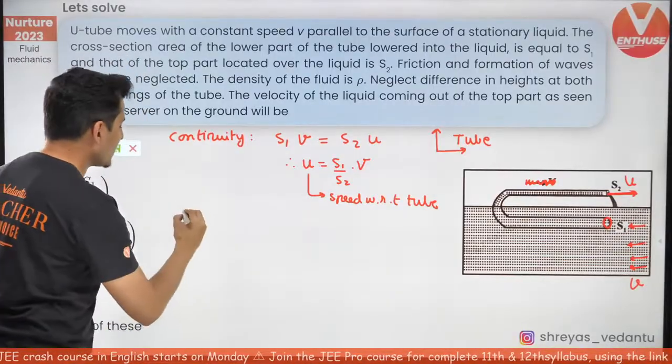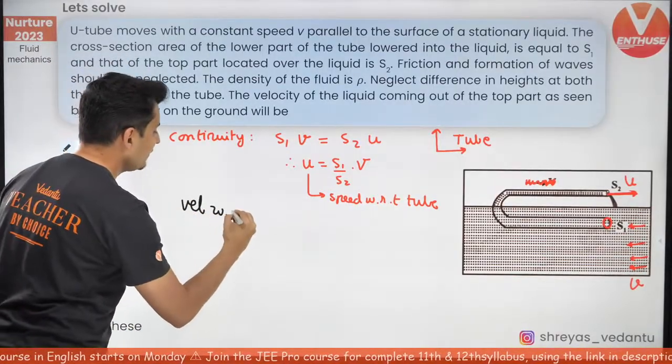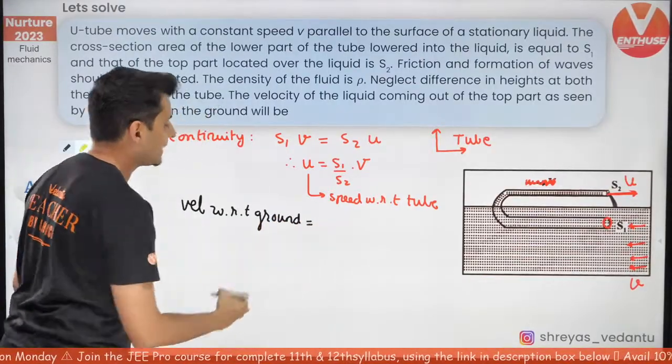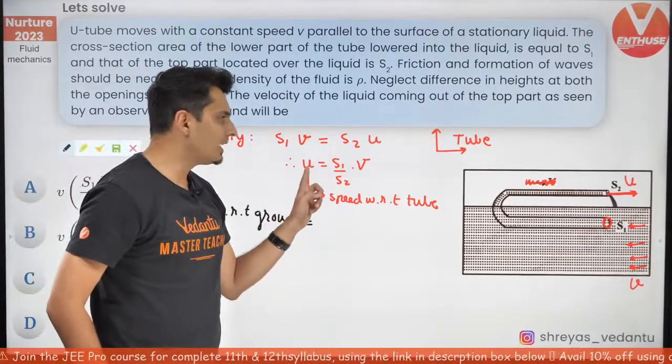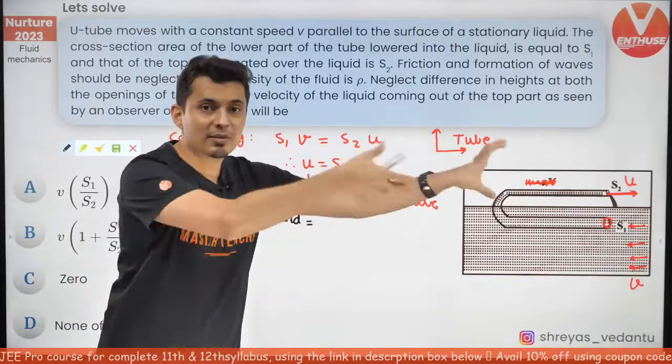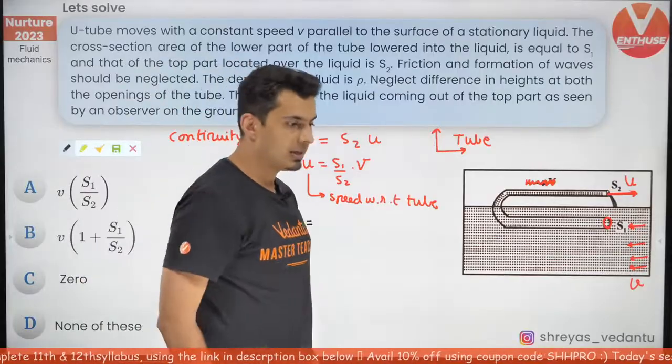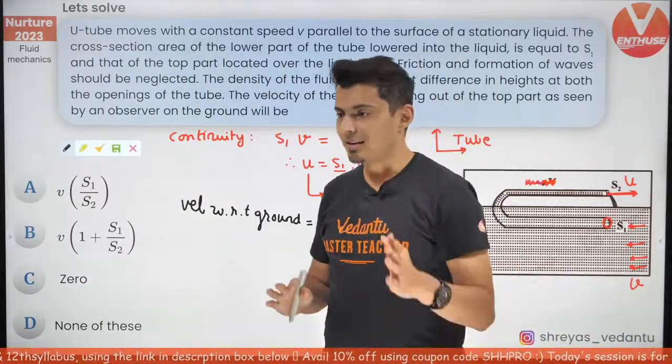So if I ask you the velocity with respect to ground, do you think it will be u plus v, v minus u, u minus v? What do you guys think? Think carefully before I start writing it down.